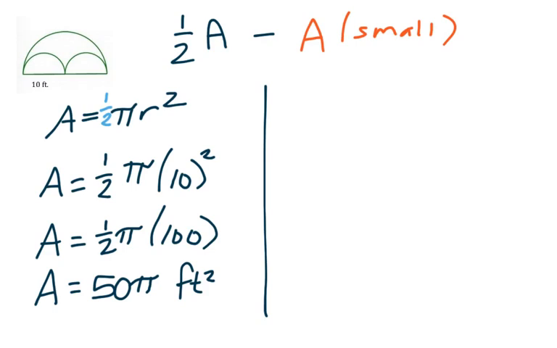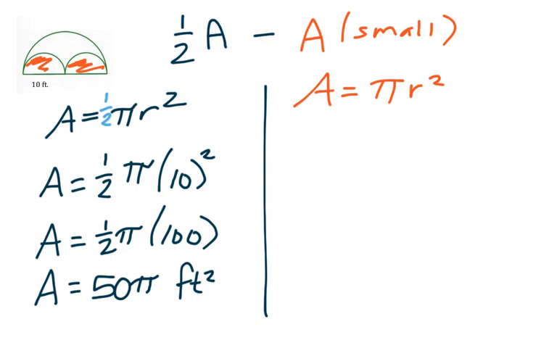Now what I need to do is subtract out the area of these two half circles when they're put together. So area equals pi r squared. I'm going to try to be efficient. I'm not going to find the area of each half circle separately. I'm just going to treat it as one circle. I do need to pay attention though.